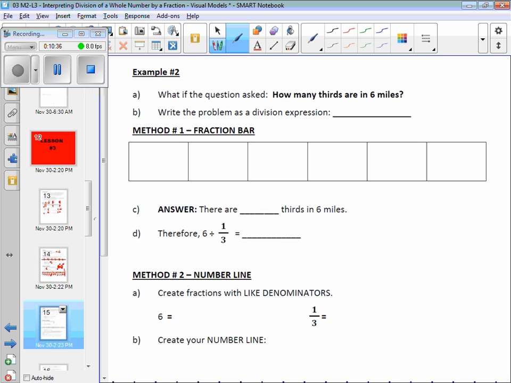All right, what if the question asks how many thirds are in 6 miles? So, first of all, what is that as a division expression? Anybody want to write it up on the board? Okay, Sebastian, go. I have red, so use a different color. Looks good. Stay up there, bud. Same thing, you have a fraction bar, 6 pieces, but you're going to divide it this time into thirds. So you need 2 lines.